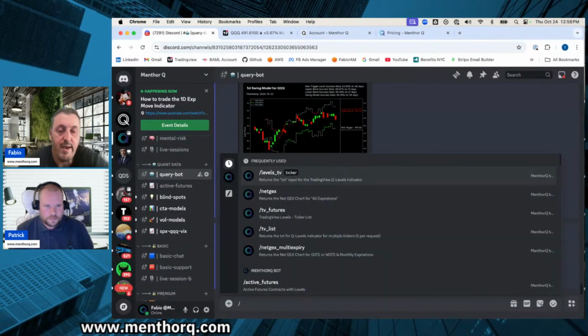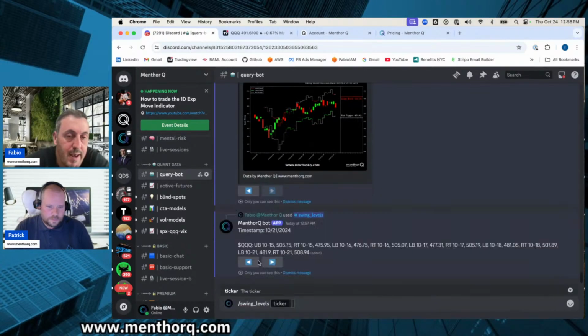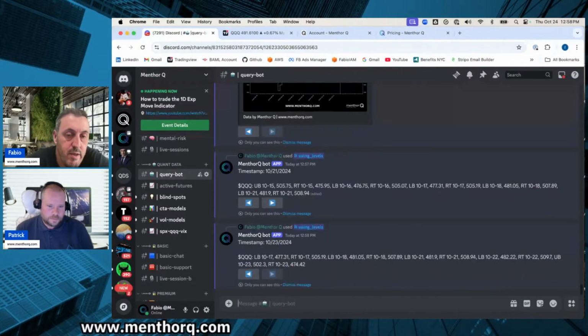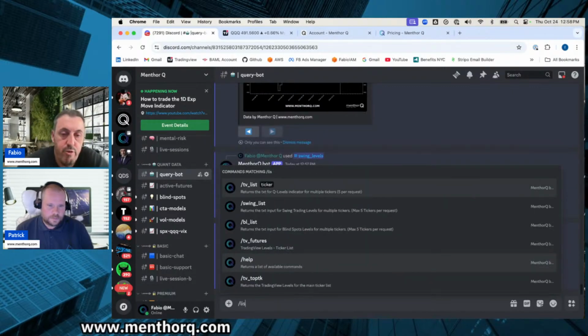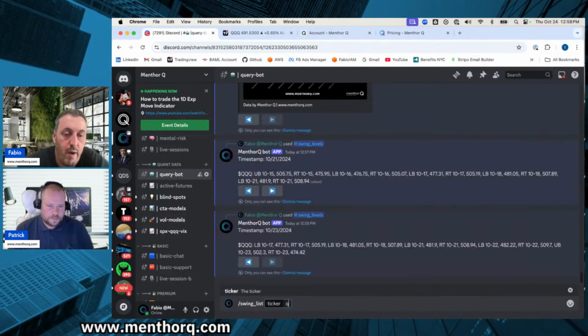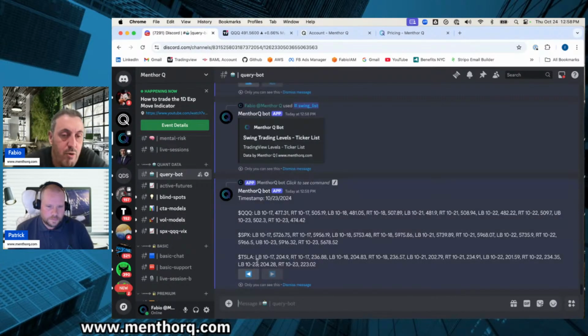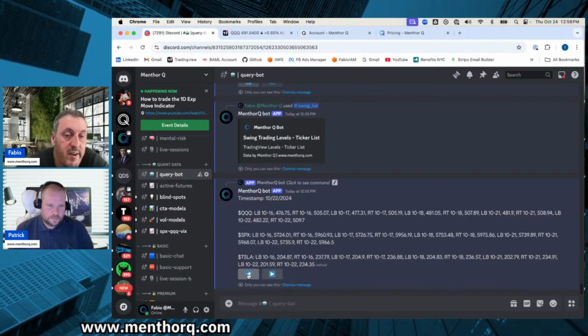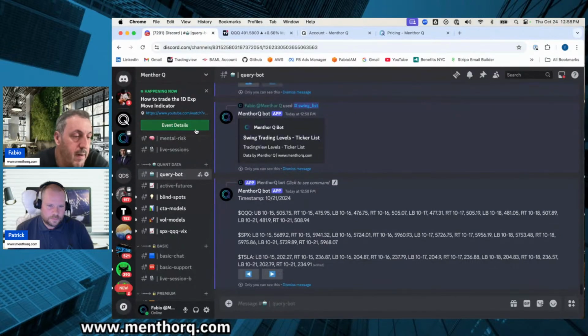So I go here and I type in swing. I can get my levels on my asset. I can copy them. I also have the ability to actually have a list. So I can actually request multiple levels for a list of assets, and I can also go back in time. So as Patrick was mentioning, if you want to go back and say, okay, what were the swing levels from Monday that are still valid for today, you can actually go back in time and look at the data from, in this case, the 21st. Copy the text, upload into the chart, and basically you're up and running in a few seconds. Very easy.